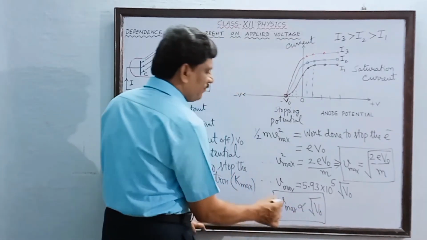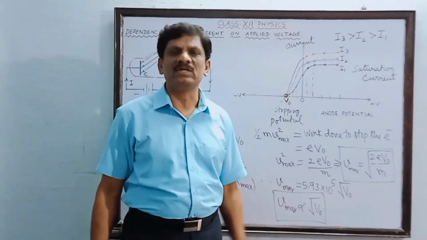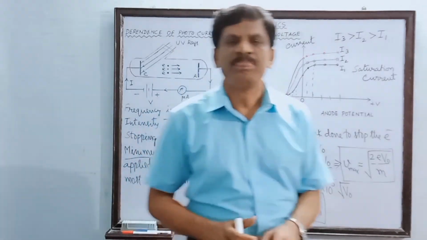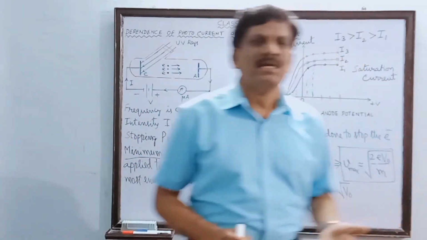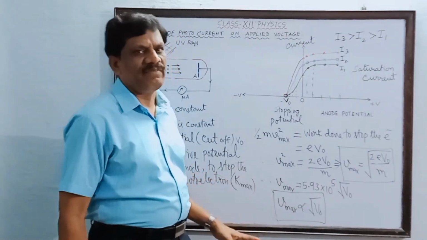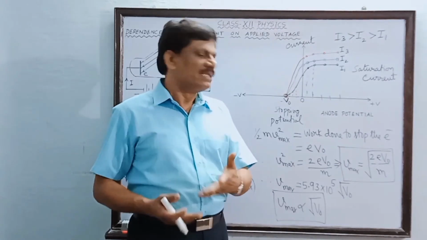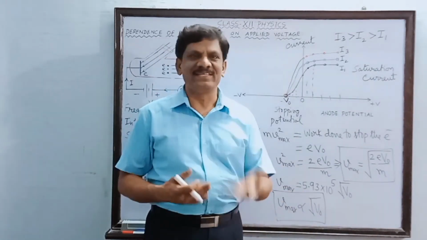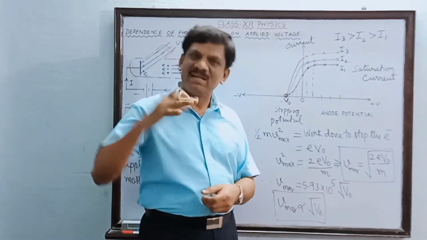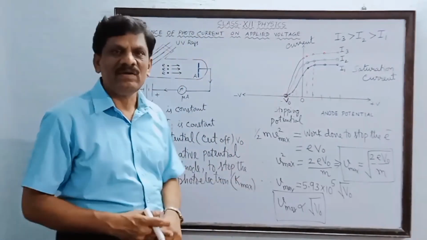So, this is a very, very important equation. This expression is very important to solve the numerical problems. Suppose, for example, if the velocity of the photoelectrons is doubled, then what will happen to the stopping potential? Like that, some interesting questions have already been asked in the IIT and the NEET. I hope you must have understood.